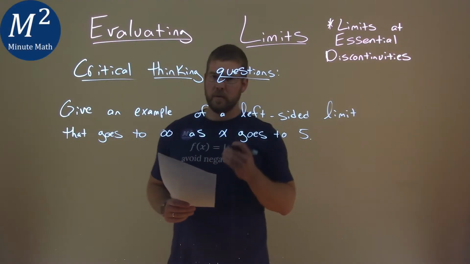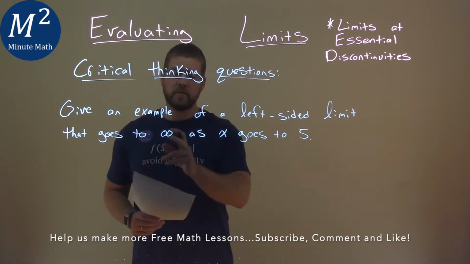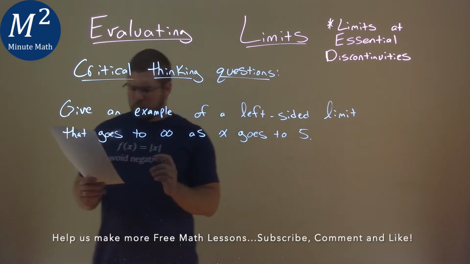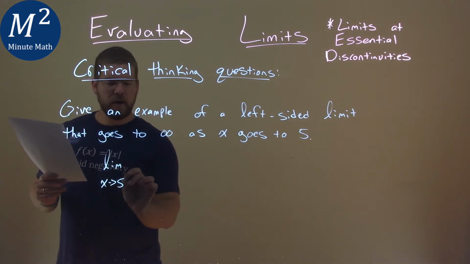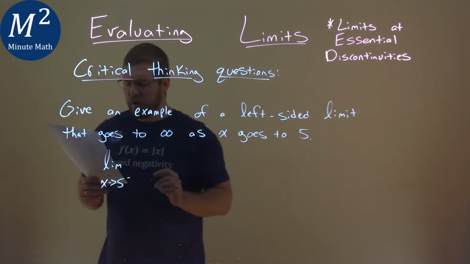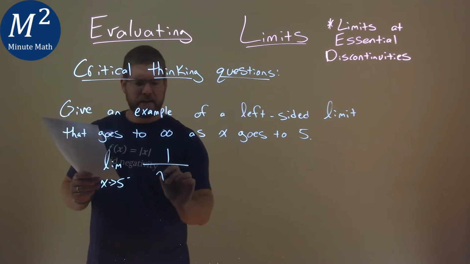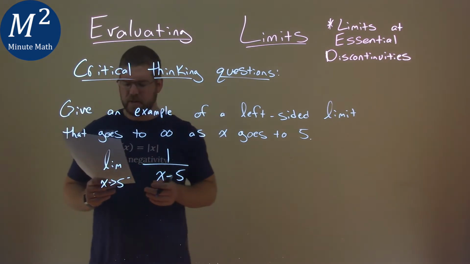We're given this critical thinking question. Give an example of a left-sided limit that goes to infinity as x goes to 5. Well, like before, we can take the limit here as x approaches 5, but it has to be a left-sided limit, so we'll approach from the left here. Now let's start with the same limit as the other one. We have 1 over x minus 5. Now what happens when we approach from the left here though?